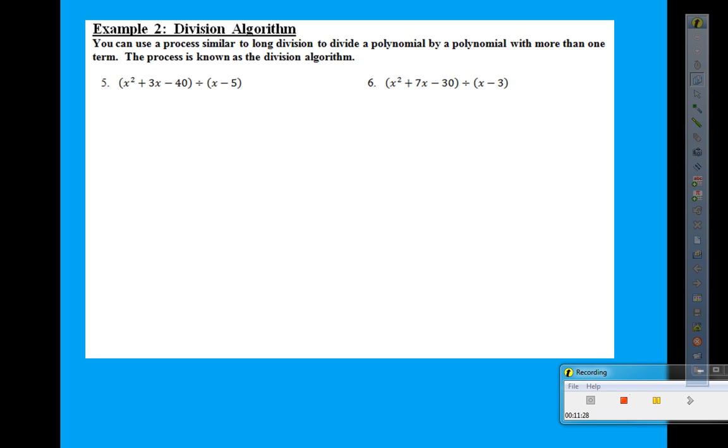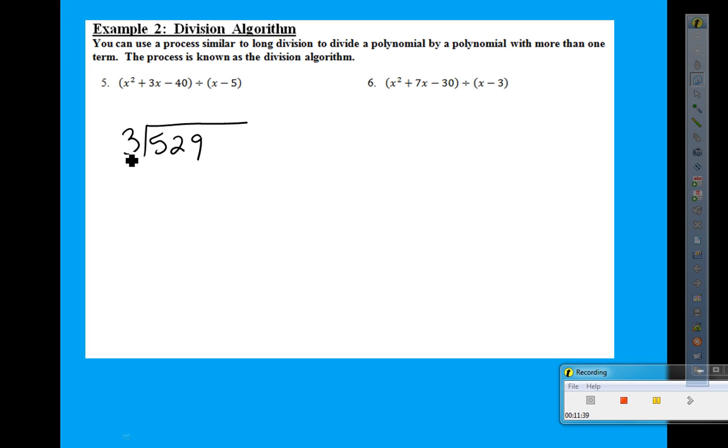Where this comes from is this. Way back in the day, you might be asked to take 3 into 529, and you had to use a process called long division. See if this looks familiar.